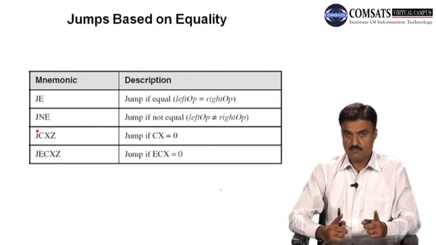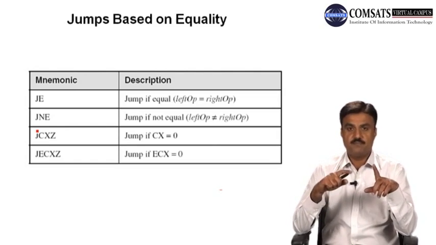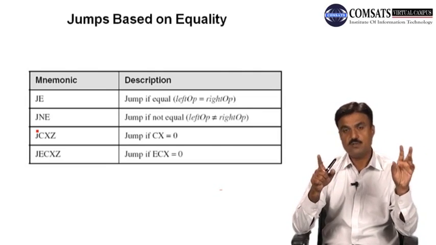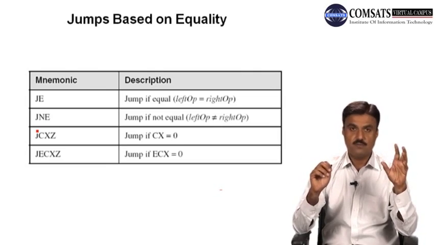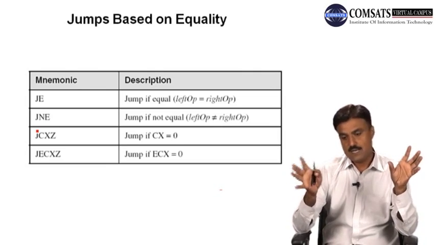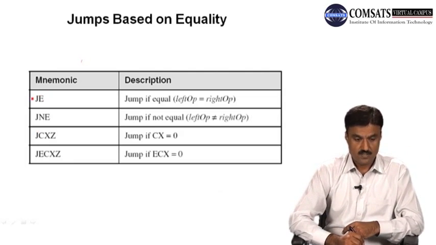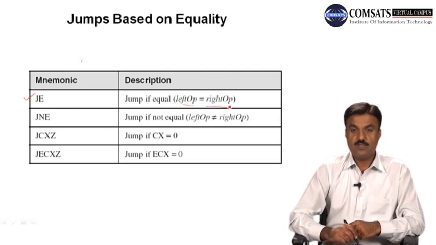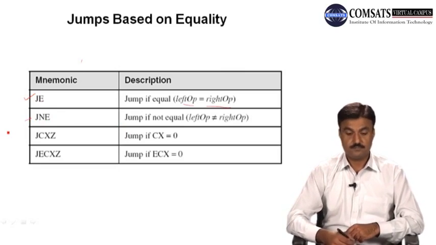Now there are two values, for example, and these two values are being compared: operand 1 and operand 2, or one register and another register. If we compare those two, for example, if we say this operand is less than this operand, or they are equal, and so on. So jump equal jumps if the left operand is equal to the right operand. We will see a few examples about jump equal. And the opposite is jump not equal, if they are not equal.